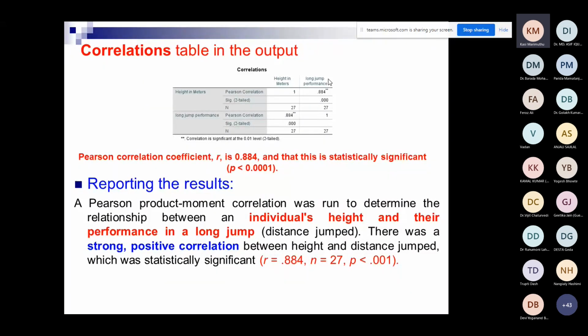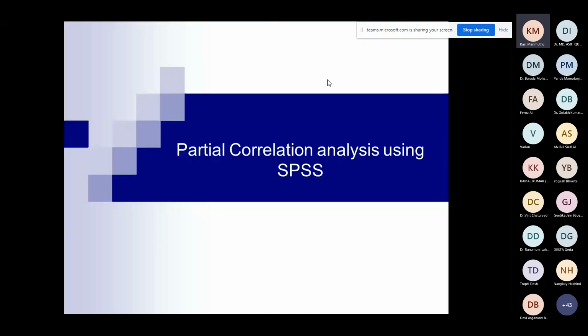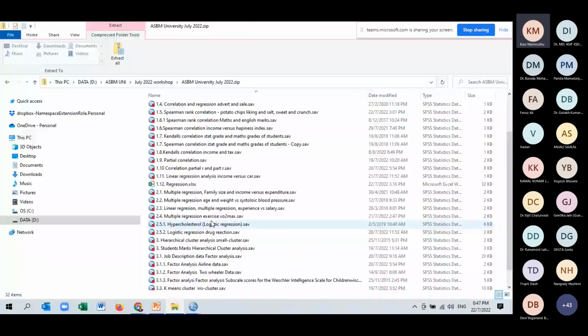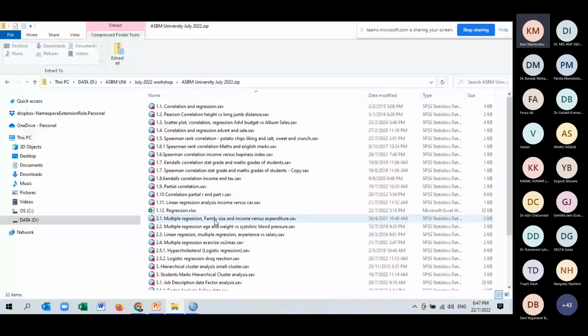Is that fine? Shall we go to the exercise and then run? Participants? Yes, sir. Yes. Please go to the folder. The file name is 1.2.